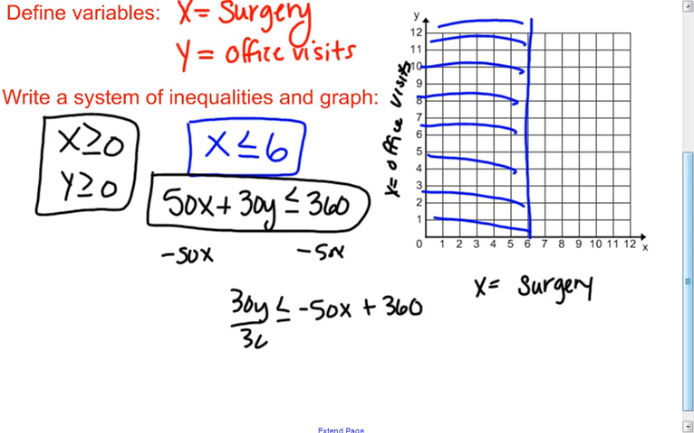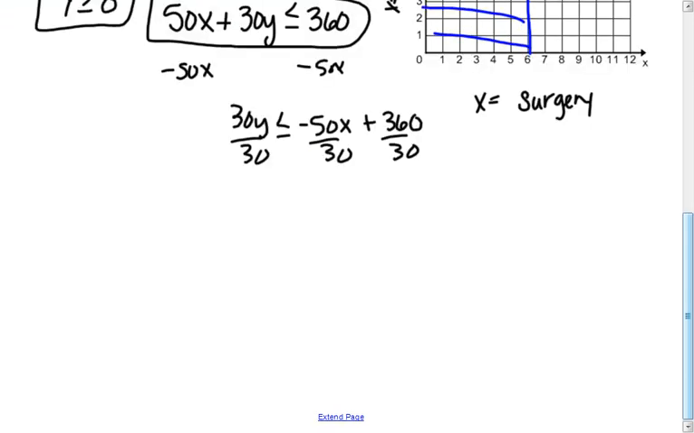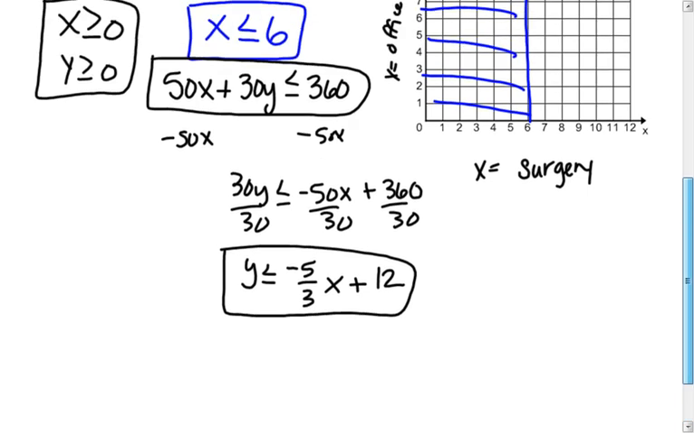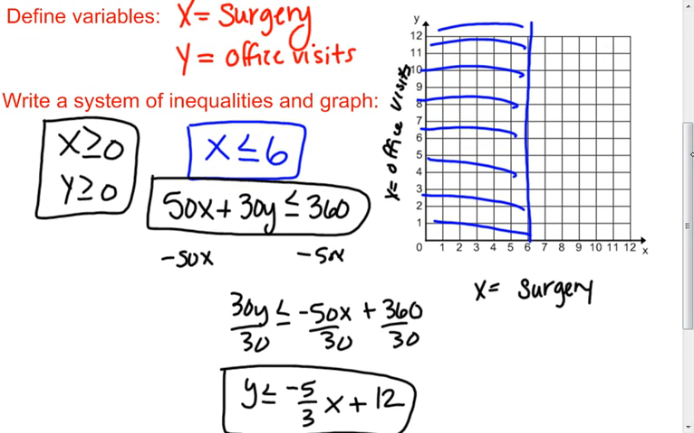Divide by 30 all the way across. And I will have y is less than or equal to negative 50 over 30 reduces to negative 5/3 x. And then 360 divided by 30 is 12. Okay, so now this is the equation I want to graph. So it has a y-intercept of 12, and it has a slope of negative 5/3.